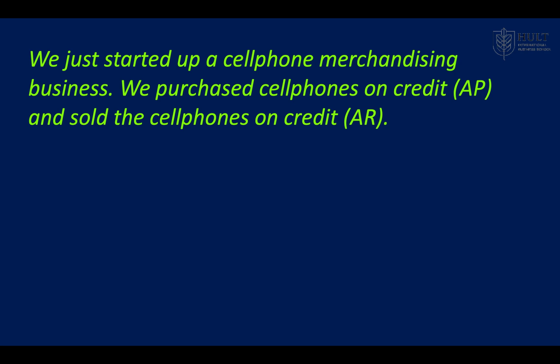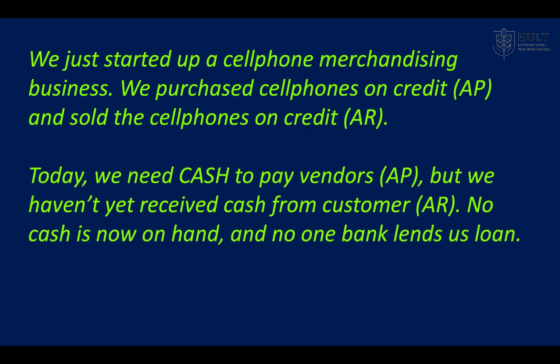We purchased the cell phones on credit and sold the cell phones on credit as well. That means our customers use their credit like an invoice. We also use credit, our invoice, when we purchase the cell phones. So there are no cash transactions when we started this business. Today we need cash to pay vendors, but we haven't yet received cash from the customers. So there's no cash on hand and no bank lends us a loan.